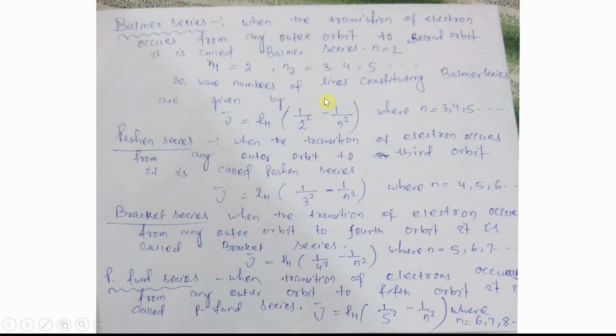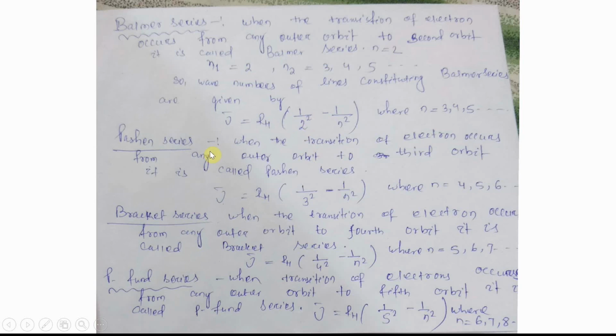So the wave number of the lines constituting the Balmer series is given by the equation we can write like that: nu bar equal to RH whole into 1 by 2 square minus 1 by n square. In terms of n1 we have to put 2 square, and where n equal to 3, 4, 5, 6, just like that. That means the electron can jump from the third orbit to the second orbit, from the fourth orbit to the second orbit, from the fifth orbit to the second orbit.